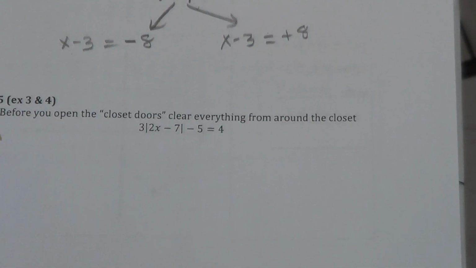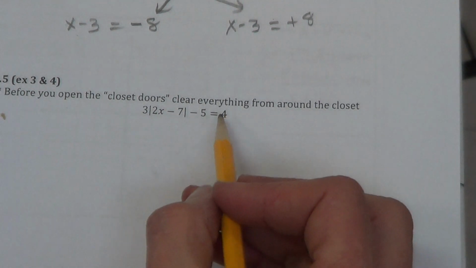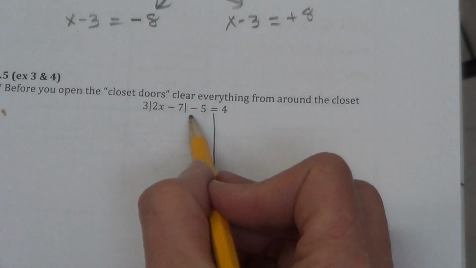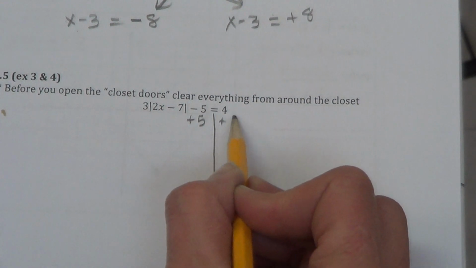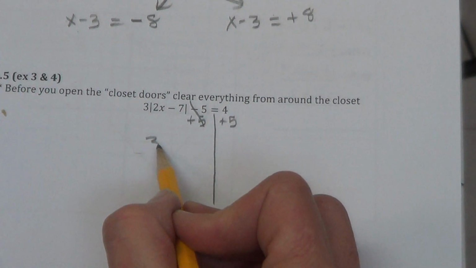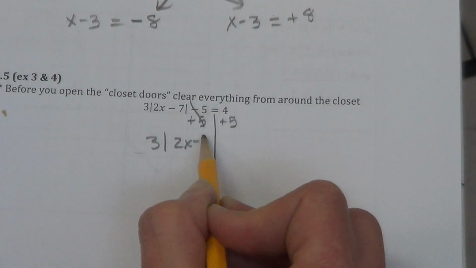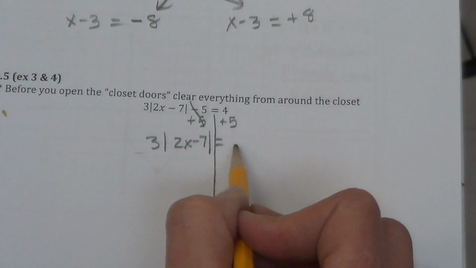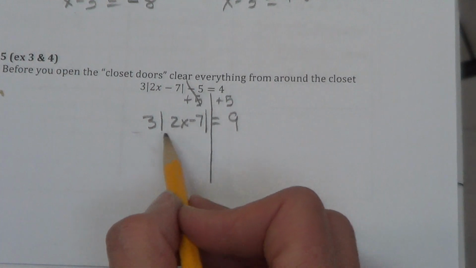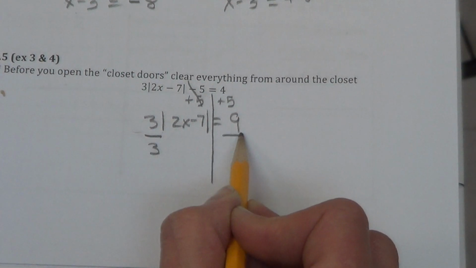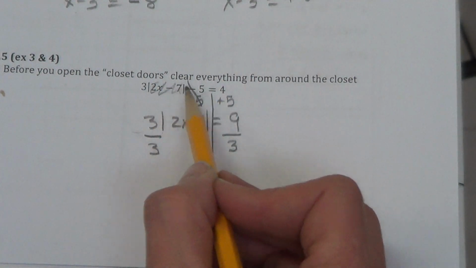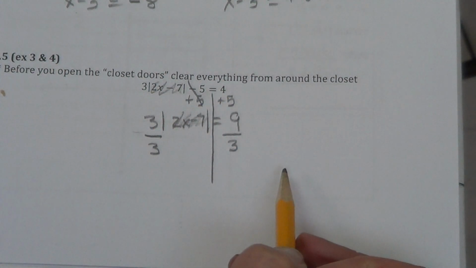Now let's look at one where the closet doors have stuff around them. We have to get rid of the stuff around the closet doors before we open it. So we add 5 to each side because you're going up your PEMDAS, and adding would be the first thing. So that cancels. We get 3 times the absolute value of 2x minus 7 equals 9. Now we have a 3 times that on the outside, so we divide by 3. The last thing you do is open those closet doors. You kind of pretend that you can't see inside yet.